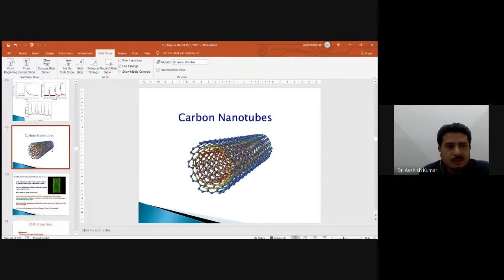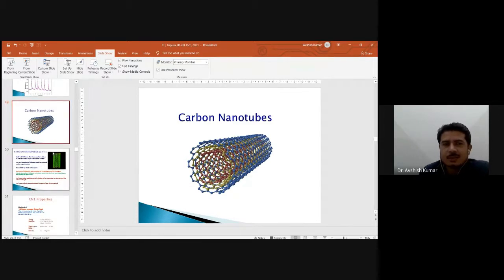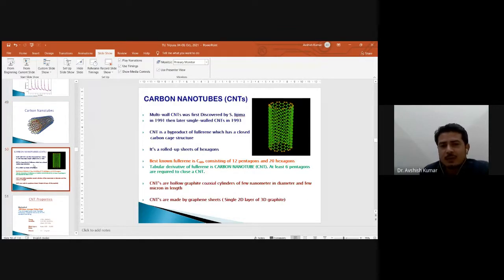I just want to discuss a little bit about carbon nanotubes. Although it is not two-dimensional, it is a one-dimensional structure. But I want to discuss this material very quickly: you can get single wall carbon nanotubes and multi-wall carbon nanotubes. As I told you, Iijima was the scientist who discovered it in 1991, and later in 1993 he discovered single wall carbon nanotubes.